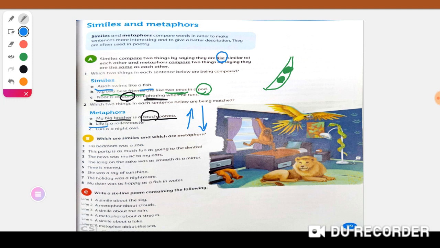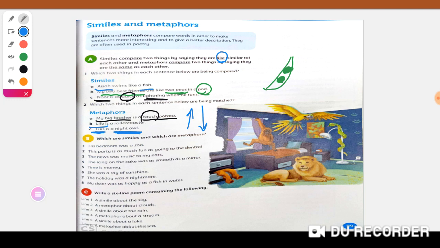Louise is a night owl. Night owls are owls that don't sleep at night. They stay awake at night. So here I'm comparing Louise to a night owl, which means that Louise doesn't sleep at night like night owls. In this question, it asked me to underline the two things I'm comparing. Same as before. Please answer page 99.